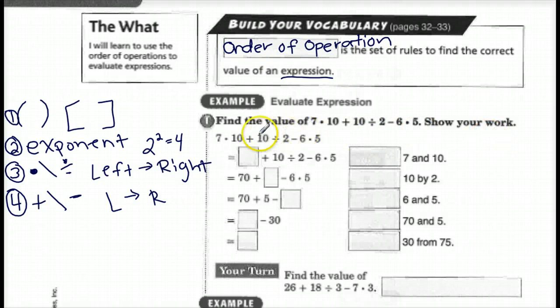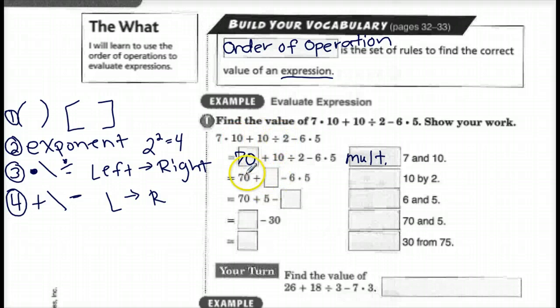Show your work. And the way we're going to show our work is right here. They already set it up pretty much for us. So we see no grouping symbols. We see no exponents. We do see multiplication and division. So let's do those first. So 7 times 10 we know is 70. We're going to put 70 in there. And what they want here is you're going to multiply. I'm just going to put mult for multiply. You multiply 7 and 10.